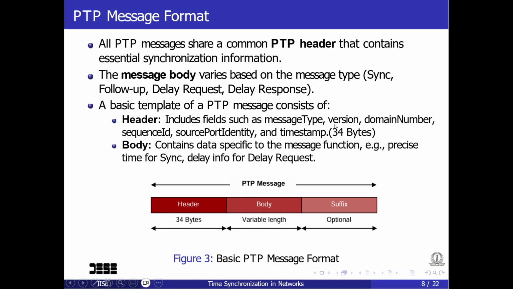This is the basic message format template of a PTP message. The header will have 34 bytes and the body can be of any length. In the header we have the message type. From this we can find what kind of message it is, whether it is a sync, follow-up, delay request or delay response. Everything we can find using this message type. And in the body, all the timestamping information that was captured will be added.